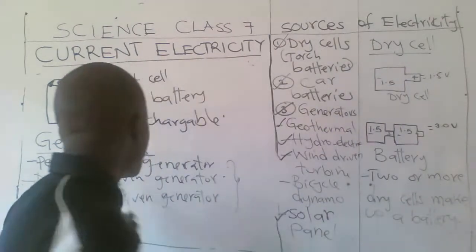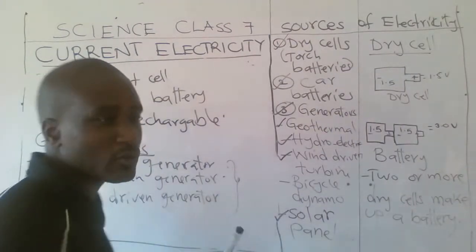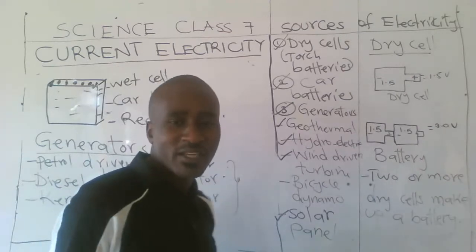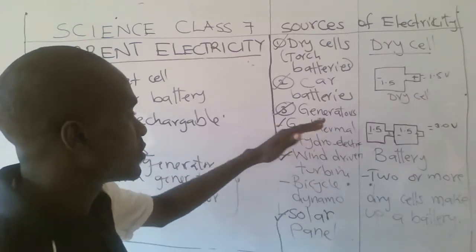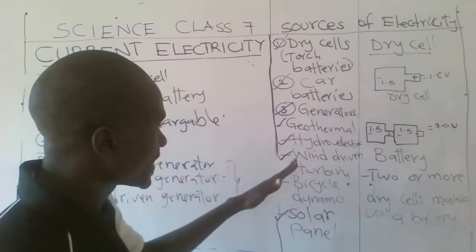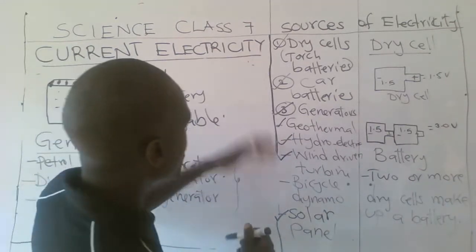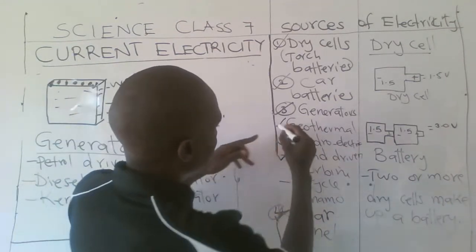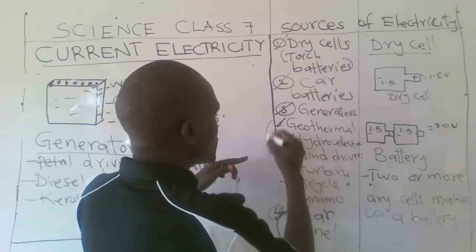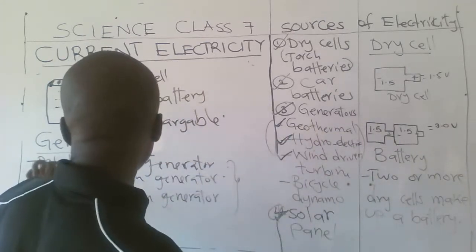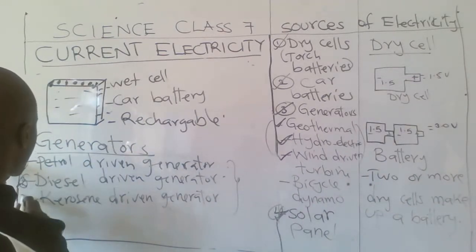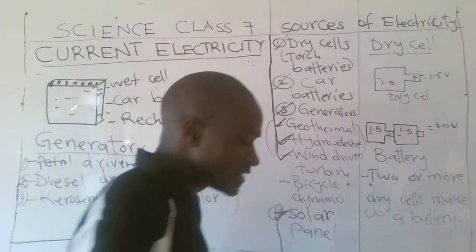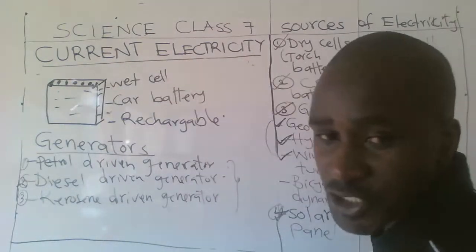It's only that nowadays these ones don't give the vast energy which we may need. That's why people have gone to hydro, people have gone to geothermal, people have gone to wind, because these ones give vast energy. When you come to the petrol-driven generator, diesel-driven generator, and kerosene-driven generator, these are medium-size generators.